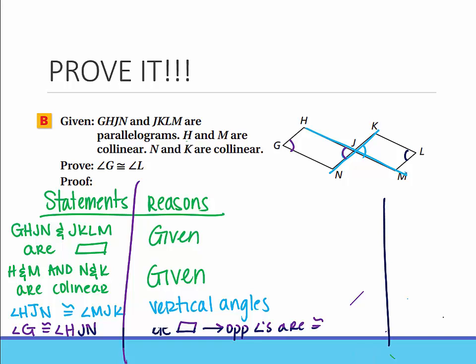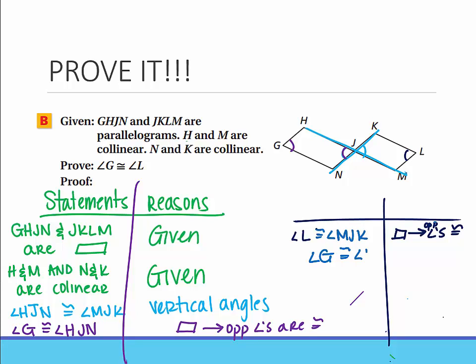So let's make a new column here. So I know that angle L is congruent to angle MJK for the same reason. Opposite angles are congruent. So then, if I know those two things, I can use the transitive property to say that angle G has to be congruent to angle L.